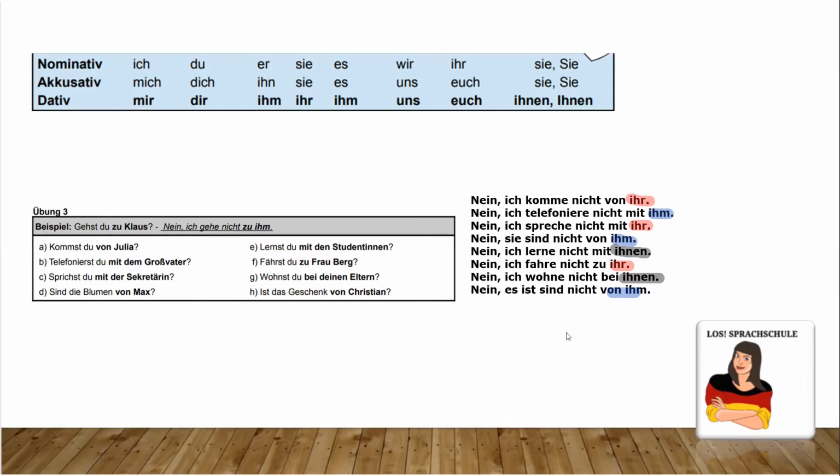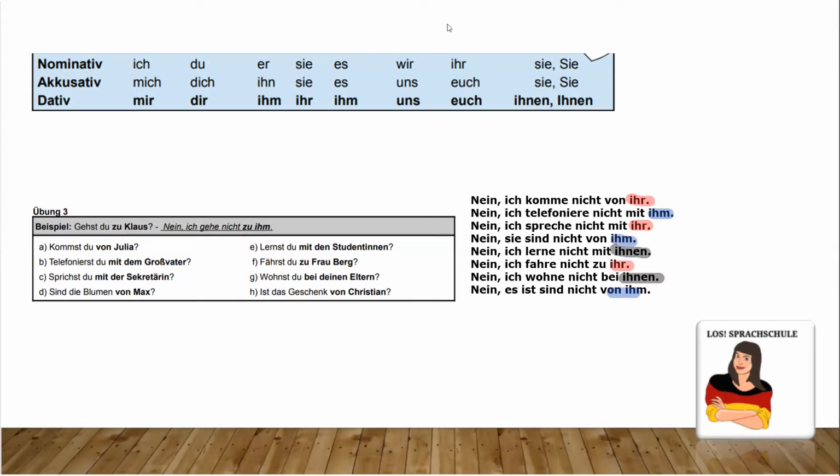Fährst du zu Frau Berg? Nein, ich fahre nicht zu ihr. Wohnst du bei deinen Eltern? Nein, ich wohne nicht bei ihnen. Ist das Geschenk von Christian? Nein, es ist nicht von ihm.